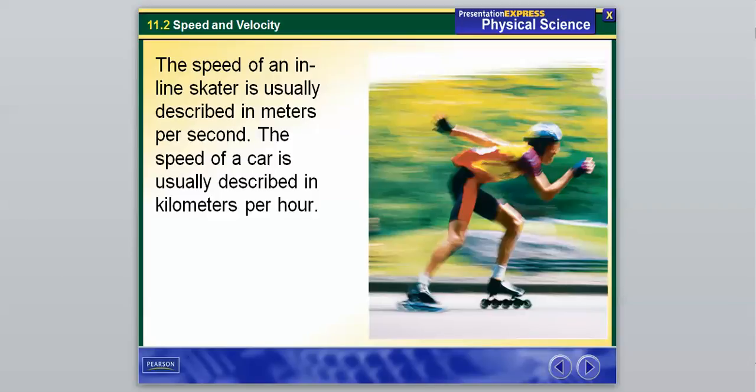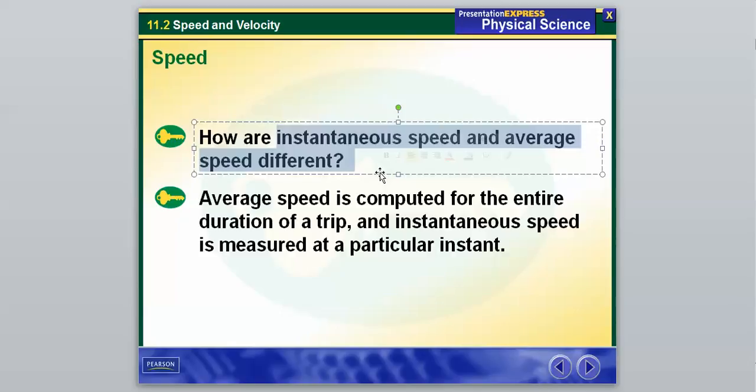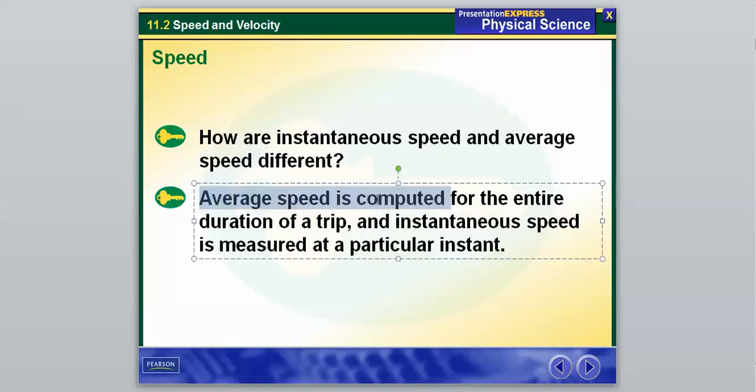There's not really one good way to describe speed, because there are actually two different types of speed. We have what's called instantaneous speed, and we have average speed. The focus of this video is going to be the difference between those two. Average speed is computed, calculated, for the entire duration of a trip, while instantaneous speed is measured at a particular instant or at one point in time. So that's the difference between the two. Average is what your speed is throughout the entire trip. Instantaneous speed is what it is at one particular point in time. That's where the instantaneous comes from.